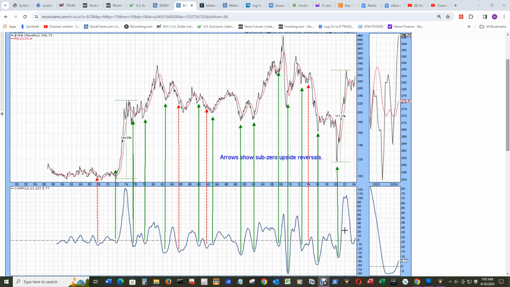Fast forward to the pandemic era here, the CRB curve well under zero, the CRB at its low, and then off to the races with the CRB into another secular bull market. And there was a primary bear market within this secular bull from here to here.